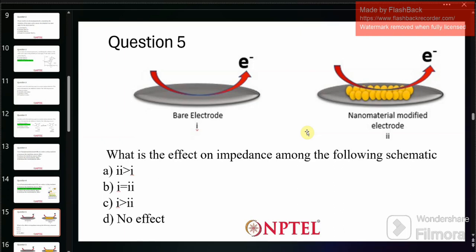Now the second important term here is impedance. So what is impedance? As from the word only you can see, impedance is how you can impede. So the higher the impedance, basically there will be more obstruction to the flow of electrons. If the impedance is higher, the electron transfer will be slower. If the impedance is lower, the electron transfer will be faster. So from this explanation, where do you think impedance will be higher? Where we have a nanomaterial which will facilitate electron transfer, or a bare electrode? In which case will the impedance be higher?